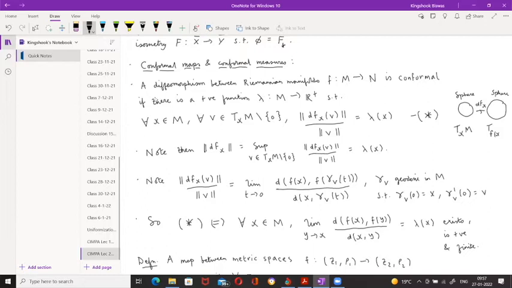All right, so what this means is that df maps spheres in the tangent space to spheres in the tangent space. That's equivalent to saying this. So a conformal map is one which maps infinitesimal spheres to infinitesimal spheres. All right. So in two dimensions, if f is orientation preserving, that means if it's a map from C to C, orientation preserving, and conformal according to this definition, then it's just a holomorphic map. It's nothing but a holomorphic map.